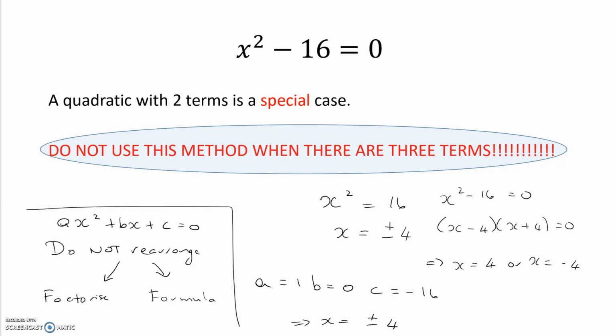So, if it's got 3 terms, you choose whether you want to factorize or use the formula. If it's got 2 terms, you can either rearrange or look for the fact that it may well be the difference of 2 squares.